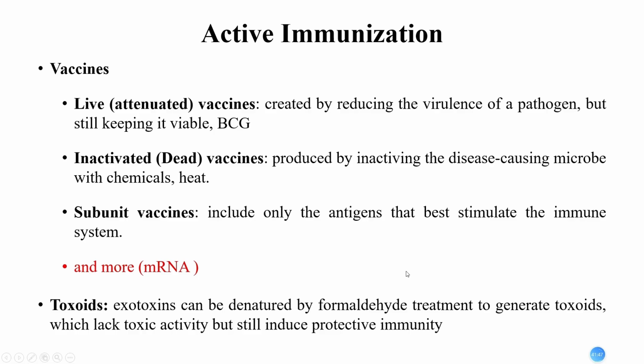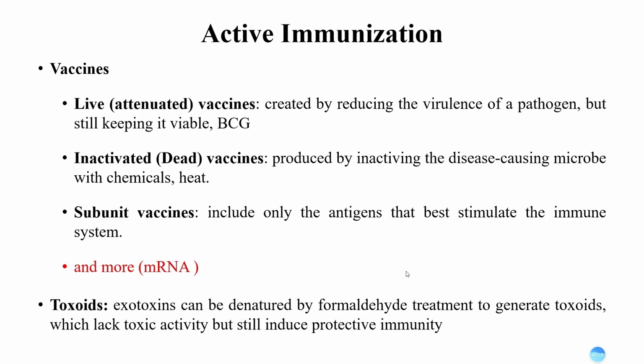This is active immunization. There are different types of vaccines. You can use a live attenuated vaccine. This is the live bacteria, but it cannot cause disease anymore, so that we can introduce this to our body to stimulate the immune system. The example in this group is the BCG vaccine against MTB, against tuberculosis.